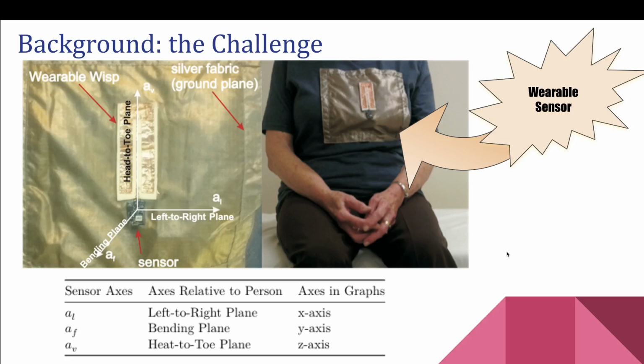So a little bit more on the context of the source study. We've got a patient sitting on the right, and they've got the actual sensor on their chest there. And in the left pane, you can see how we've mapped the axes. We've got sensor axes as they exist in the data, and then how we've adjusted those to be relative to the patient. So we've got the left and right plane as our x-axis, our bending plane is our y-axis, and then our head-to-toe plane is going to be our z-axis.